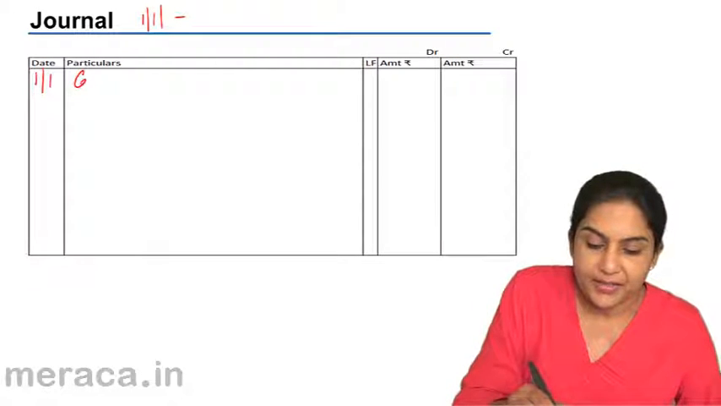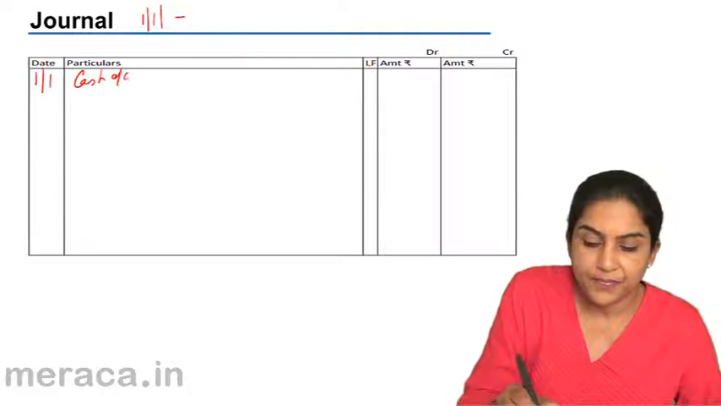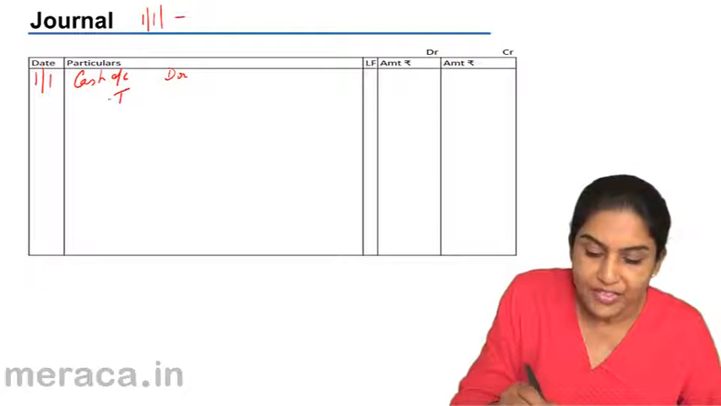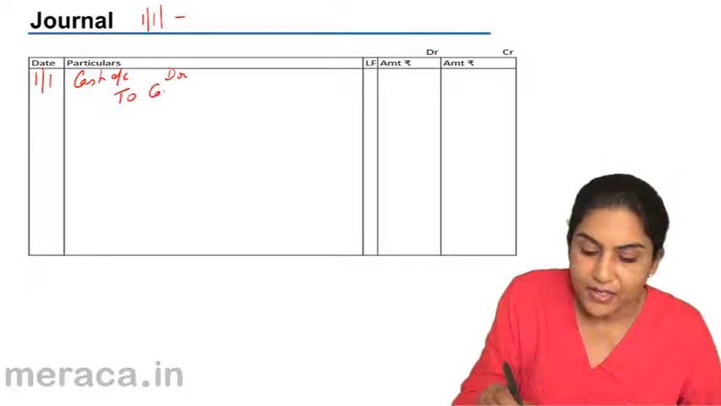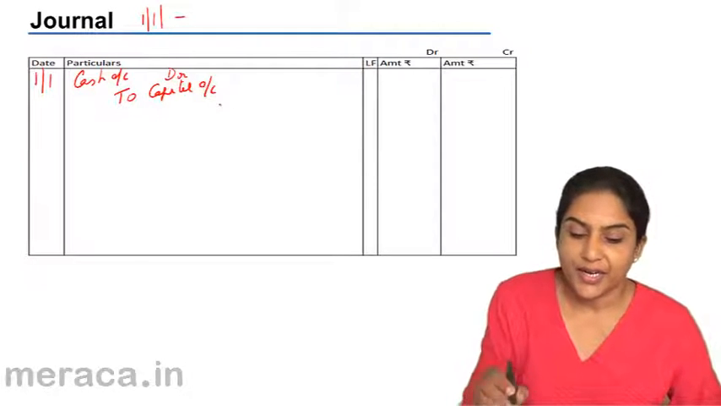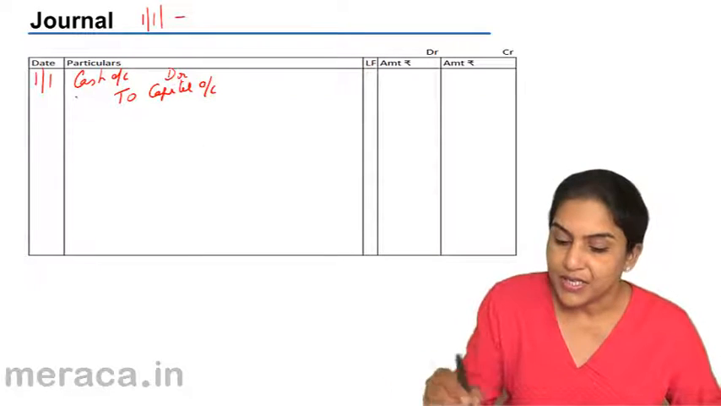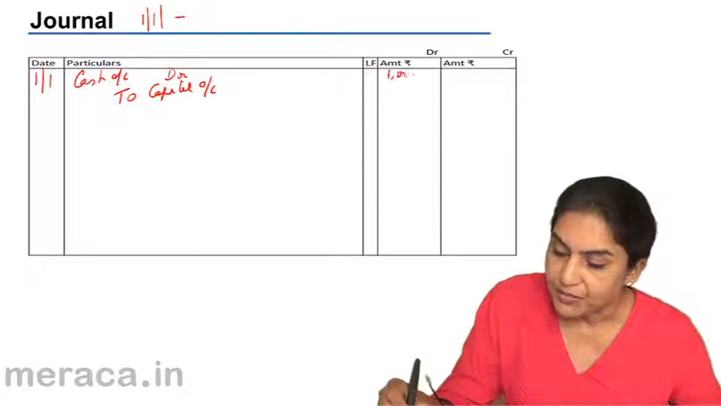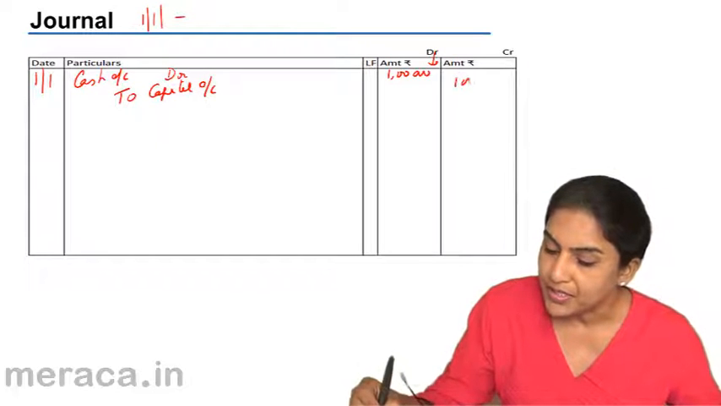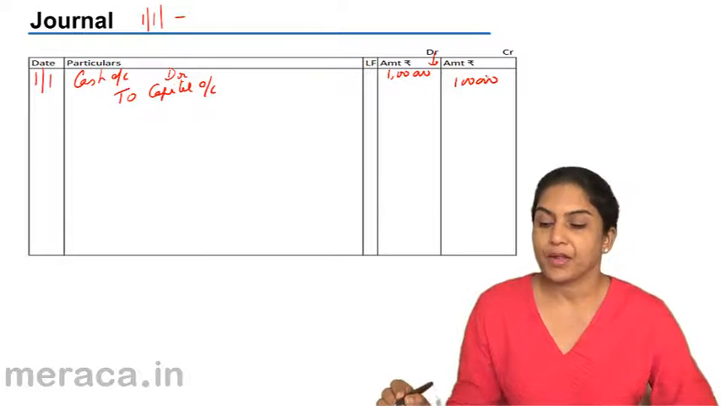Then we write cash account, and by convention we write debit here, to, we leave some space and write to capital account. This capital account is credited, cash account is debited. Therefore, cash account is debited by 1 lakh entered in the debit column. Capital is credited by 1 lakh.